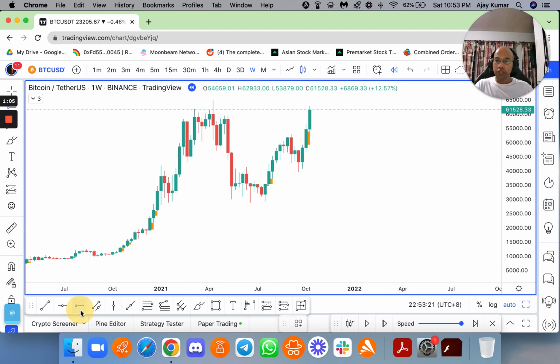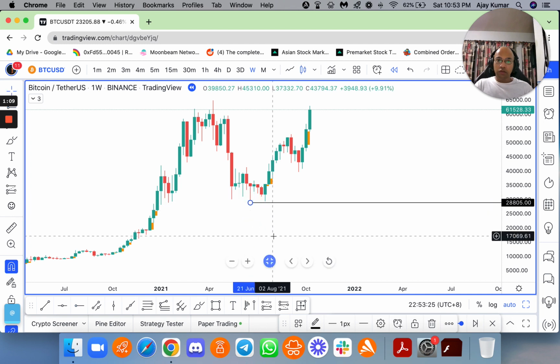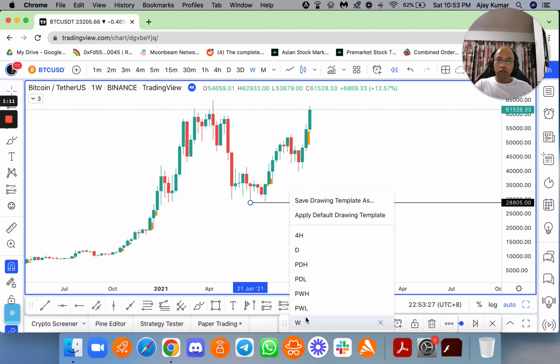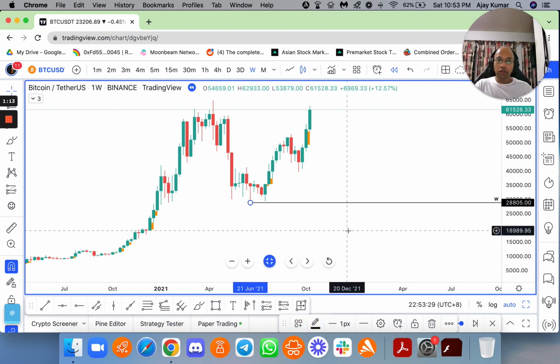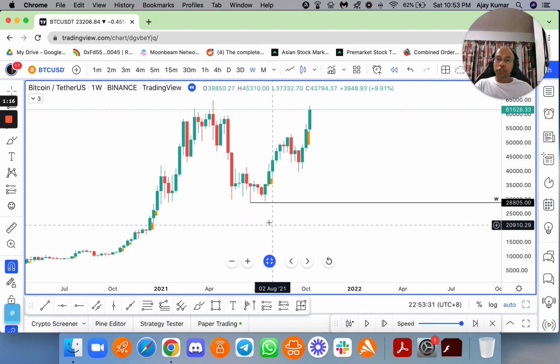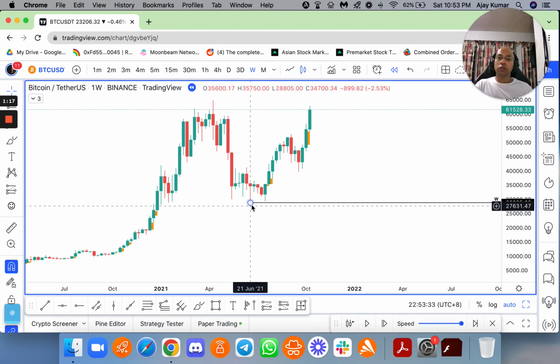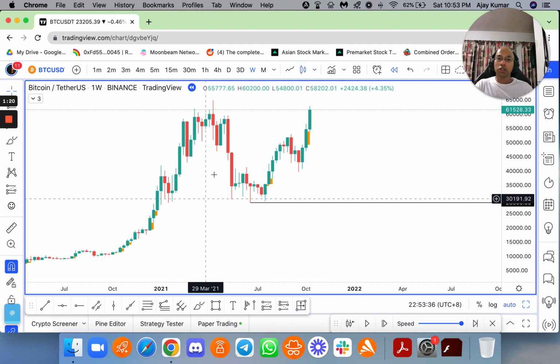Basically go to the weekly time frame, mark out pivots, fair value gaps, and order blocks. Okay. So this is a pivot. What is a pivot? Whenever you see a wick standing out in the chart, that wick is standing out, so that will be a pivot.